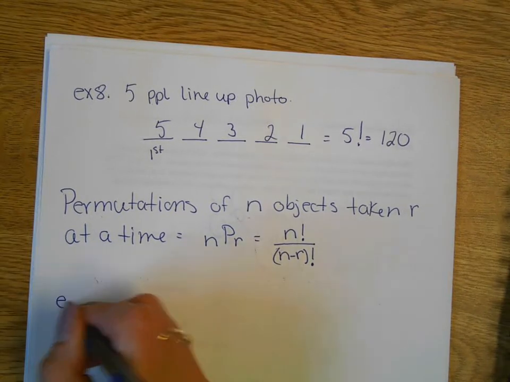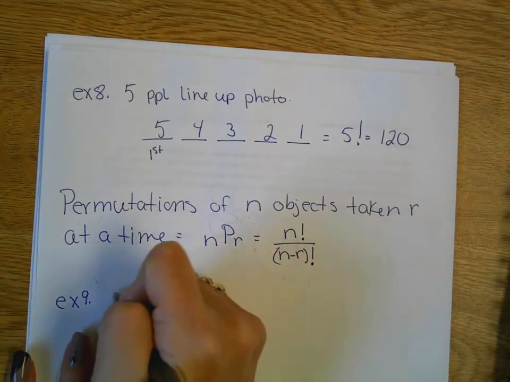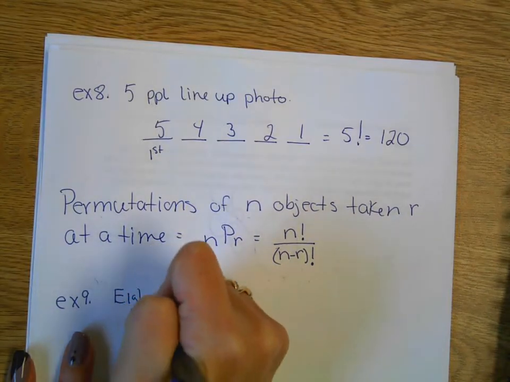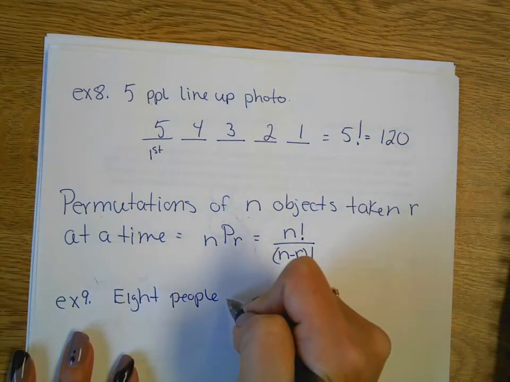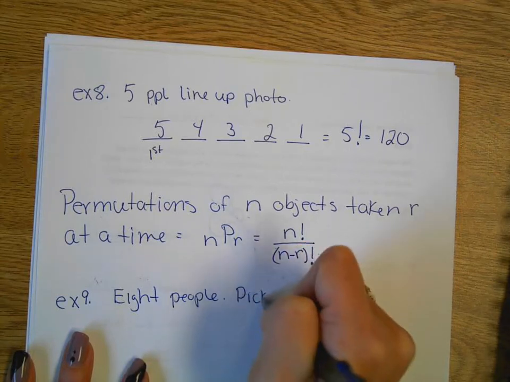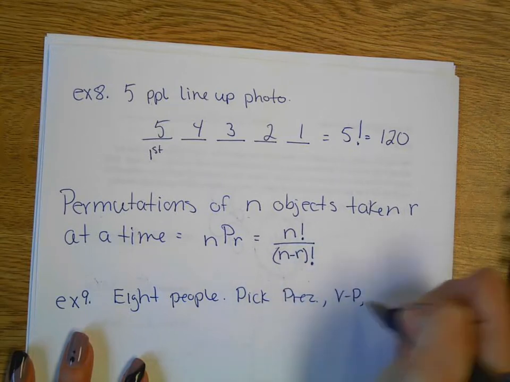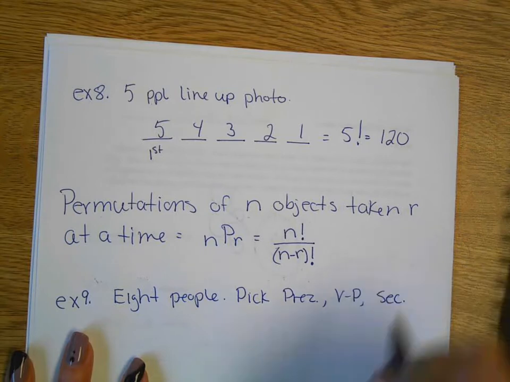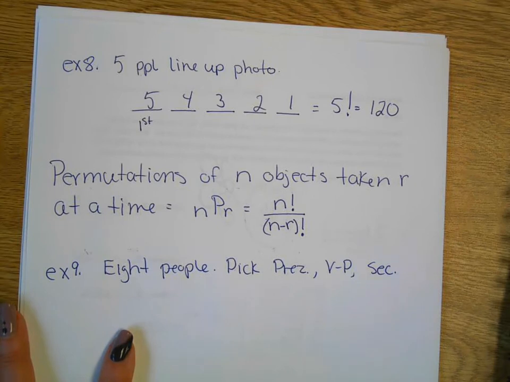All right, so let's see what we got here. Let's go with, I'll make it up, 8 people. And we're going to pick a president, a vice president, and a secretary from these 8 people. How many different options are there for the club?